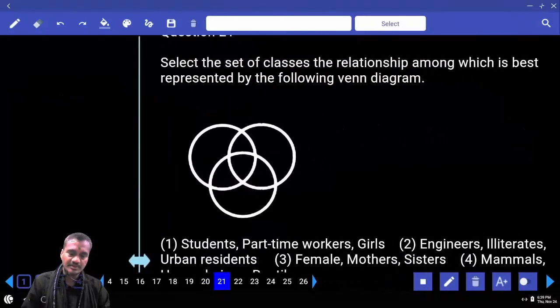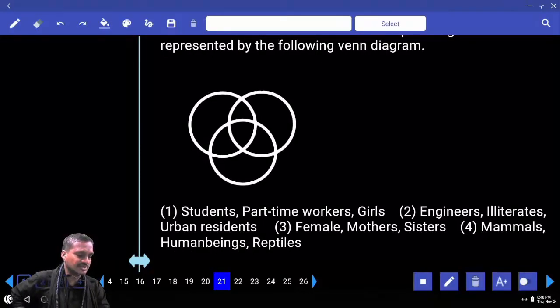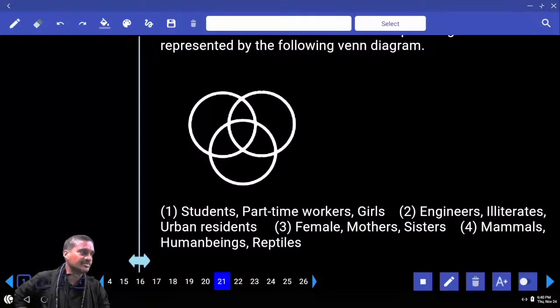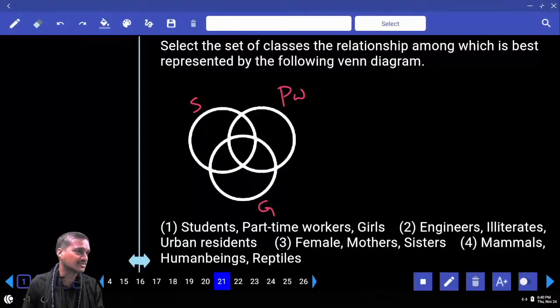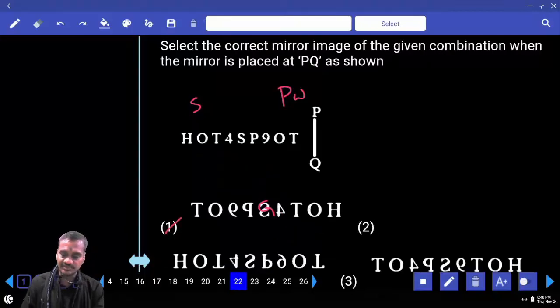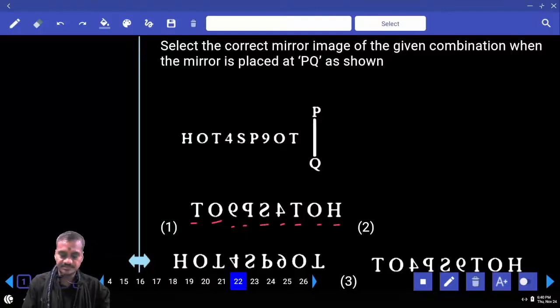Then 21. Now in this question number 21, select the set of classes the relation among which is best represented by the following: students, part-time workers and girls. Now some of the students are part-time workers and some students are part-time workers as well as girls. So what is the answer? Choice 1, question number 21. Then 22nd. And 22nd it is mirror image. Now what is the mirror image of this one? Reverse the 9, reverse the P, S, 4. Hence choice 1, question number 22.